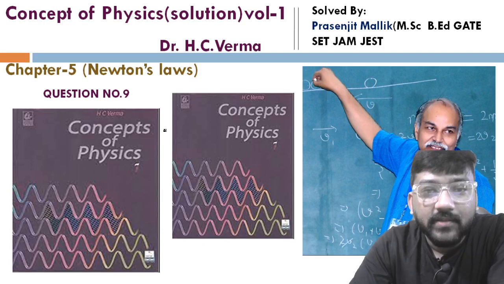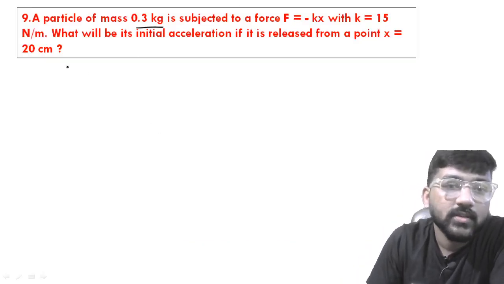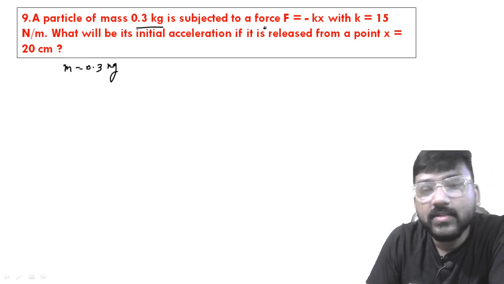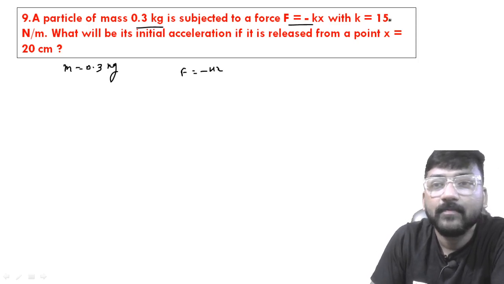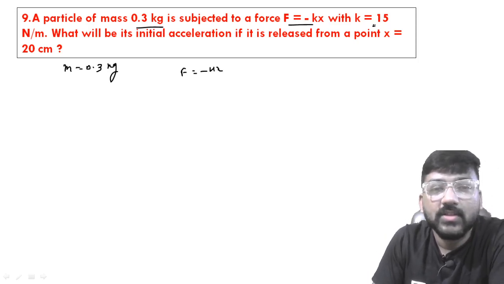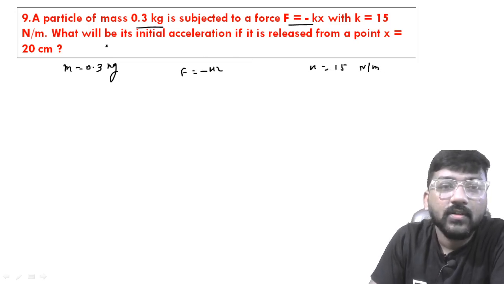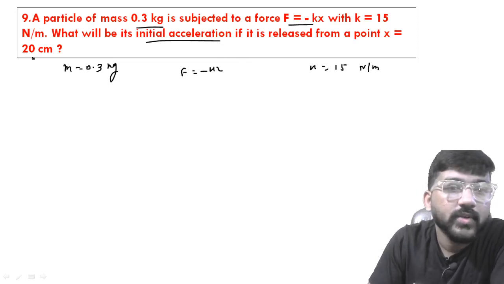Now question number 9. What is question number 9? A particle of mass 0.3 kg. Here the mass is given as 0.3 kg. It is subjected to a force F is equal to minus kx. This is the form of spring force, and k is equal to 15 Newton per meter. So the force constant is given, just 15 Newton per meter. What will be the initial acceleration if it is released from a point x is equal to 20 centimeter?